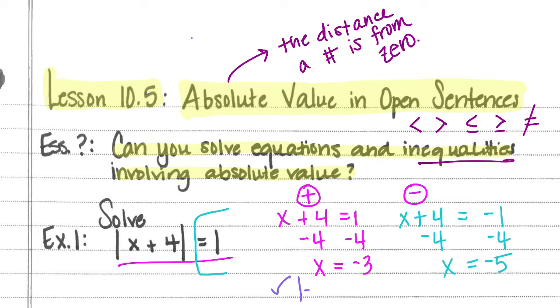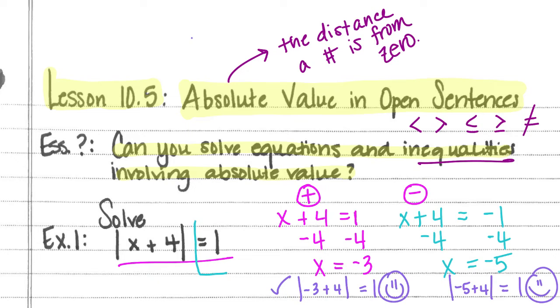So if I check negative 3 plus 4, is that absolute value equal to 1? Well, yeah, the absolute value of 1 is 1. What about negative 5 plus 4? Is that absolute value equal to 1? Negative 5 plus 4 is negative 1. The absolute value of negative 1 is equal to 1. And the last thing that we have to do is graph.